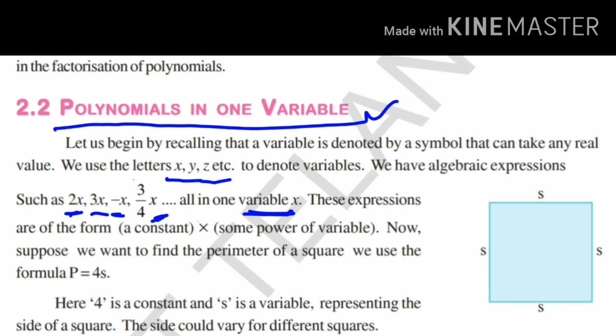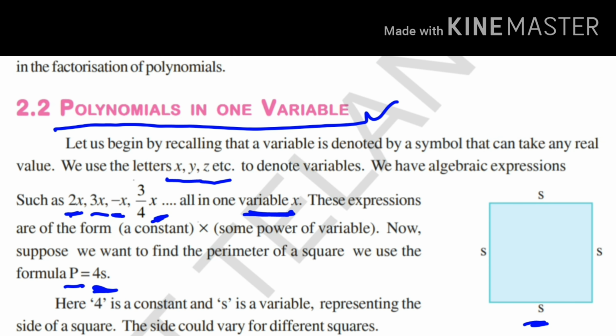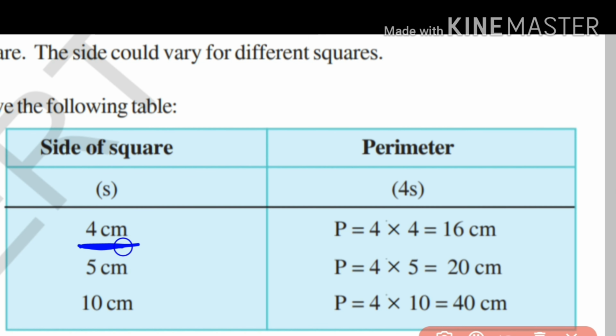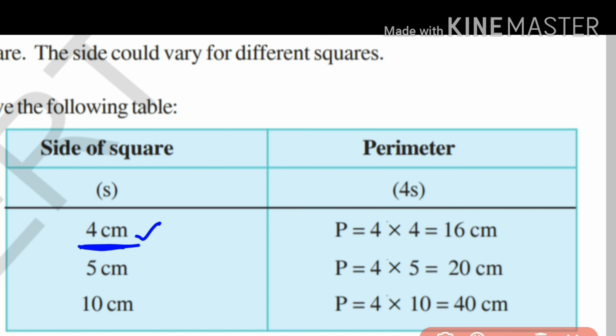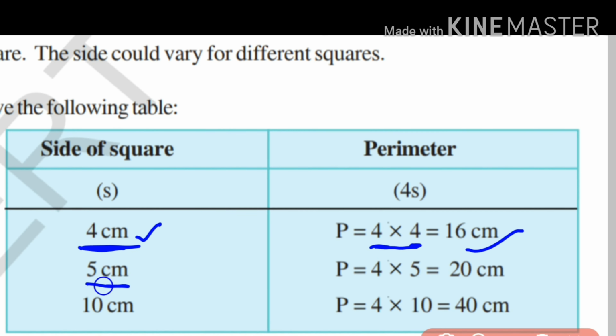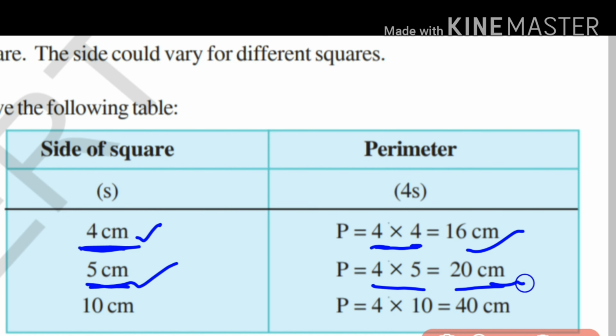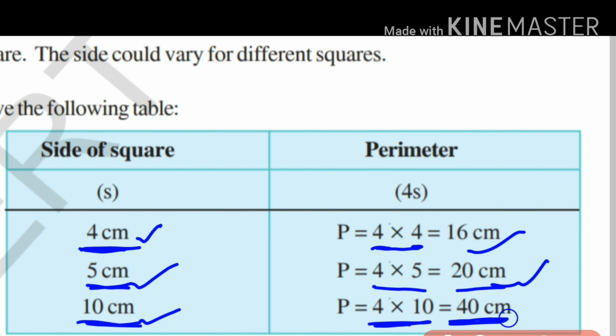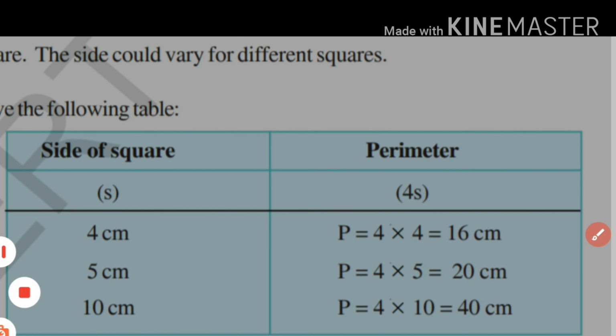If you observe a square, already we discussed, the perimeter becomes 4 into side, 4 into s. That means here we have only one variable, that is s. Therefore, 4 into s is also a polynomial in one variable. For different side values, we can calculate the perimeter. If a side is 4 centimeters, then perimeter is 4 into 4, that is 16 centimeters. If side is 5, we get 4 fives are 20 centimeters. If side is 10, then p is equal to 4 into 10, that is 40 centimeters. Like that, we can calculate the perimeters of different squares.